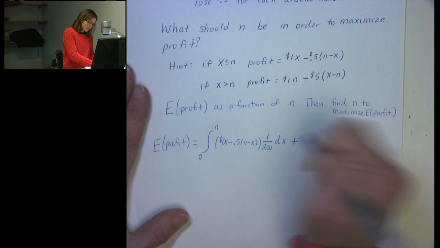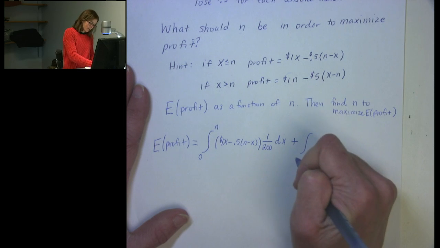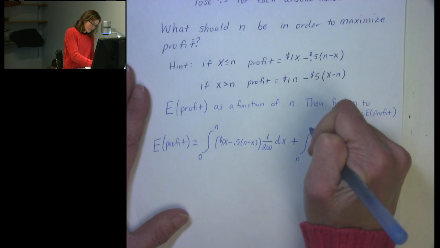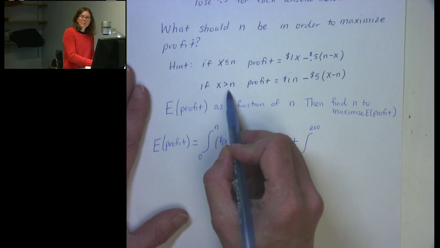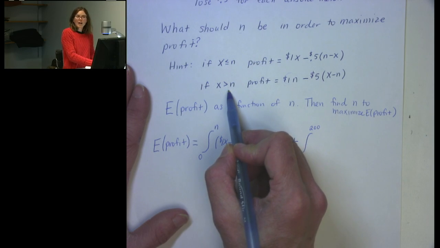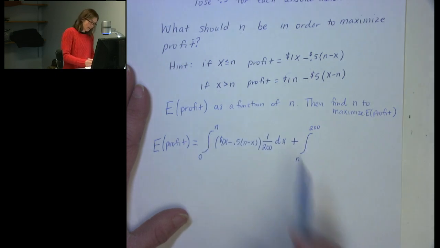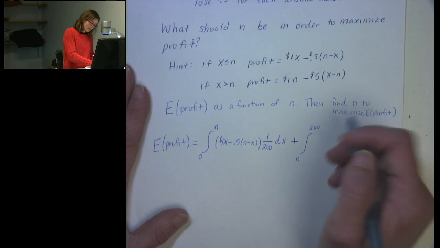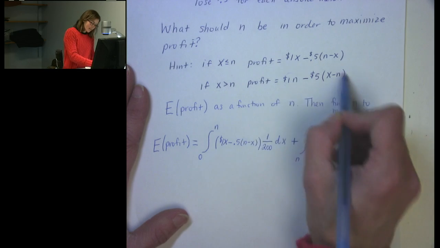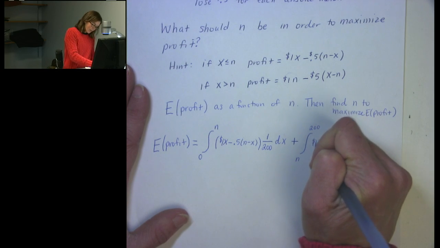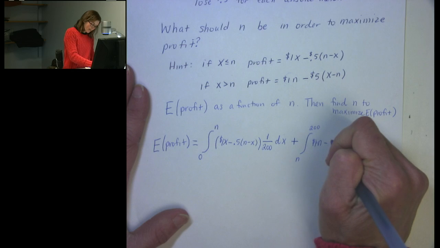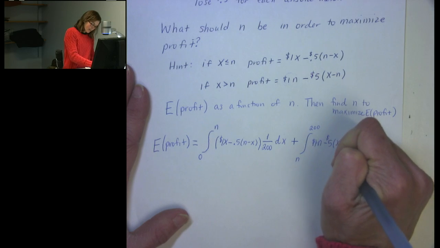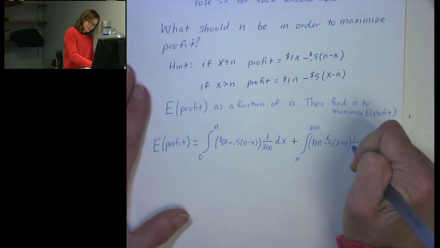And then we also need to look at the profit that would occur for values of x that go from n up to 200. If x is greater than n, remember it can't go to infinity because the most demand they're going to have, x can only go up to 200. That's how they defined their distribution in the first place. So we're going to have the profit in this situation, which is $1 times n, minus $5 times x minus n, and that whole thing is going to get multiplied by the probability density function.